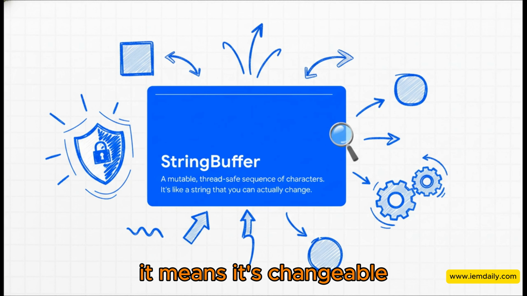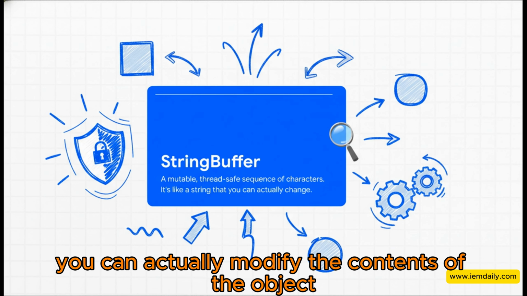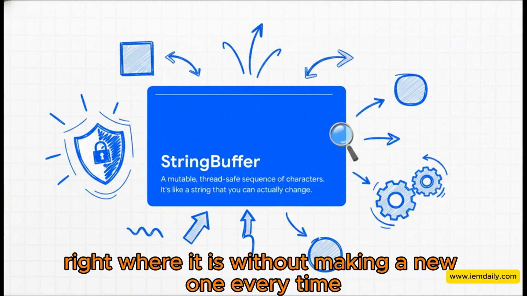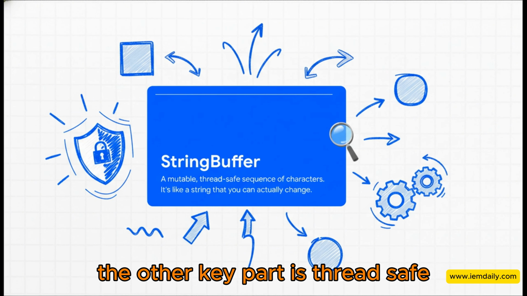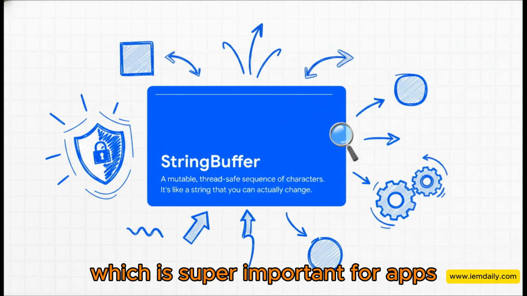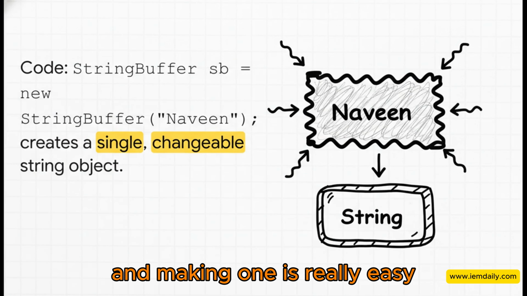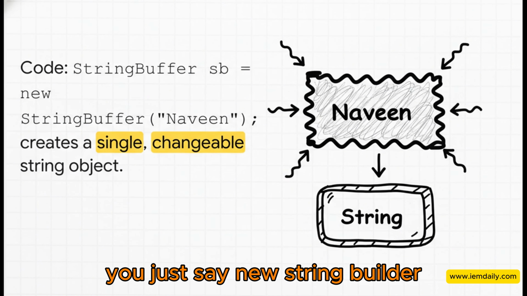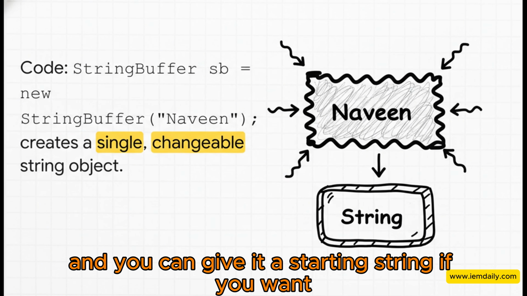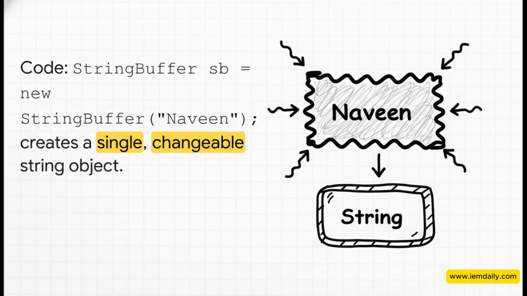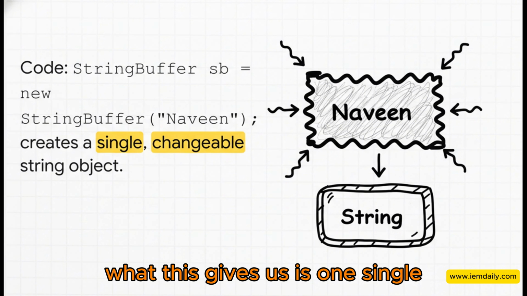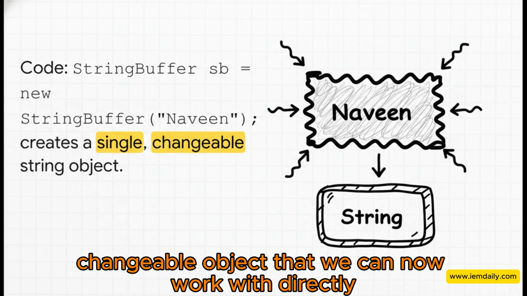It means it's changeable. You can actually modify the contents of the object right where it is, without making a new one every time. The other key part is thread-safe, which is super important for apps with multiple things happening at once. We'll touch on that a bit more later. And making one is really easy. You just say new StringBuilder, and you can give it a starting string if you want, like we're doing here with Naveen. What this gives us is one single, changeable object that we can now work with directly.